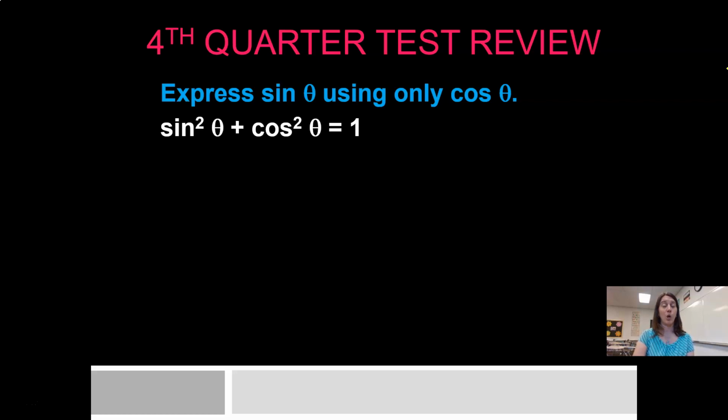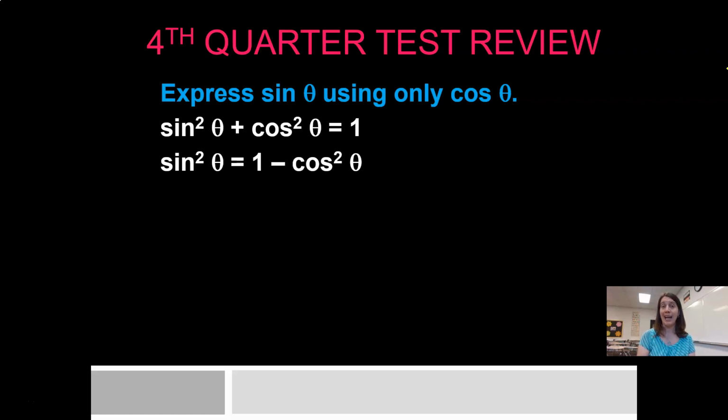How do I get rid of the cosine squared? I would subtract it to the right-hand side. So I have sine squared theta equals 1 minus cosine squared theta. I can't put those two together because they're not like terms. One more step to get the sine all by itself.